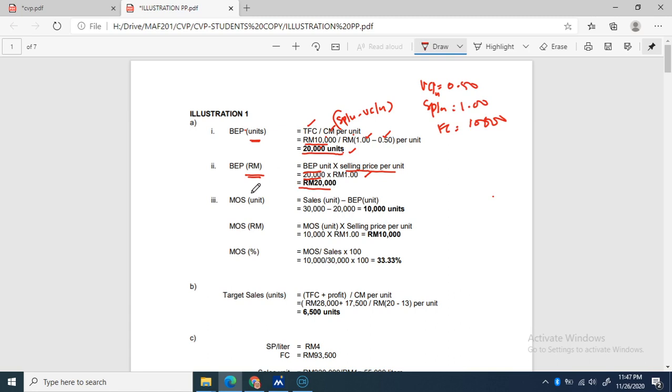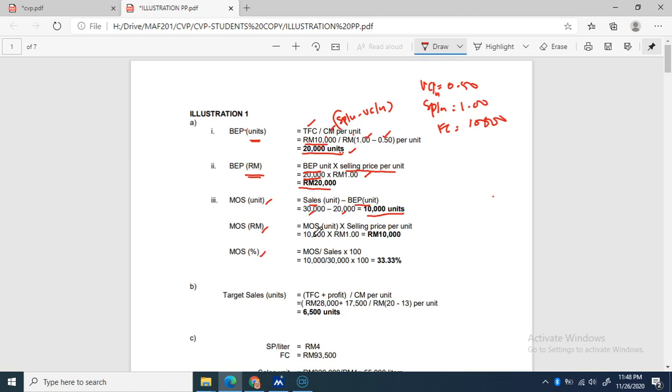So this is number 2. Number 3, we have to calculate MOS. We have to calculate MOS in unit, MOS in RM, and percentage of MOS. So what is margin of safety? We have the formula sales unit minus BEP in unit. Sales unit is given to you, 30,000. BEP from number 1 is 20,000 units. So you get MOS in unit is 10,000 units.